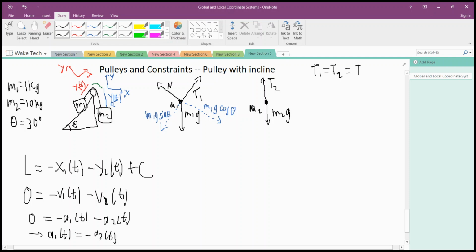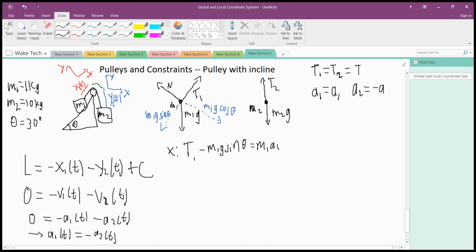And therefore they have the same magnitude but opposite directions. I can write my constraint as a1 is a and a2 is minus a. And so if I'm writing out my equations of motion then, for my red coordinate system, the x direction is going up the hill. And so I have T1 minus m1g sine theta is equal to m1a1.